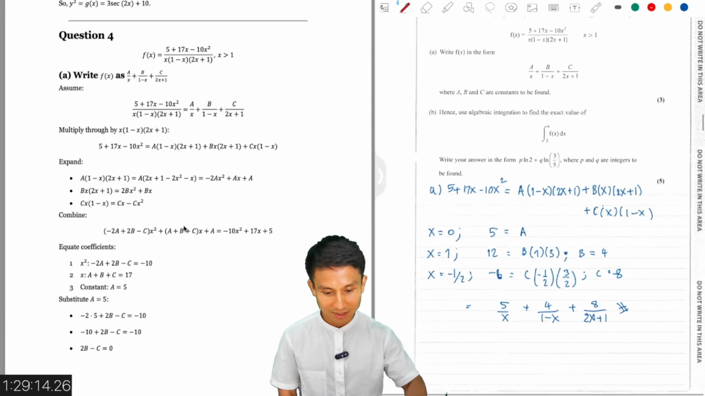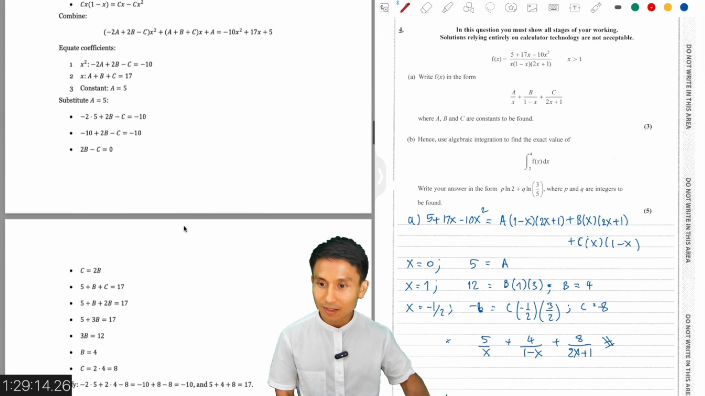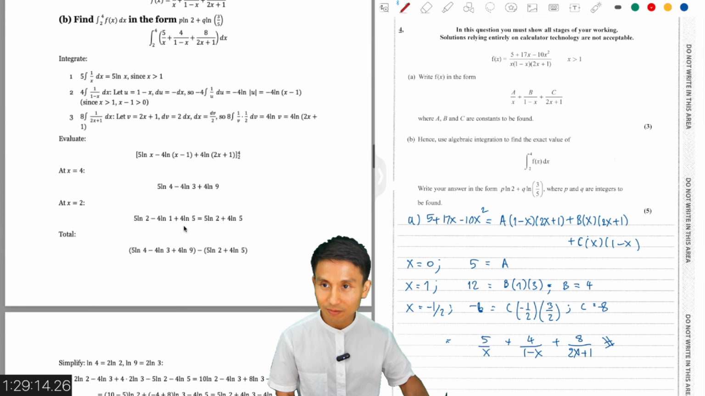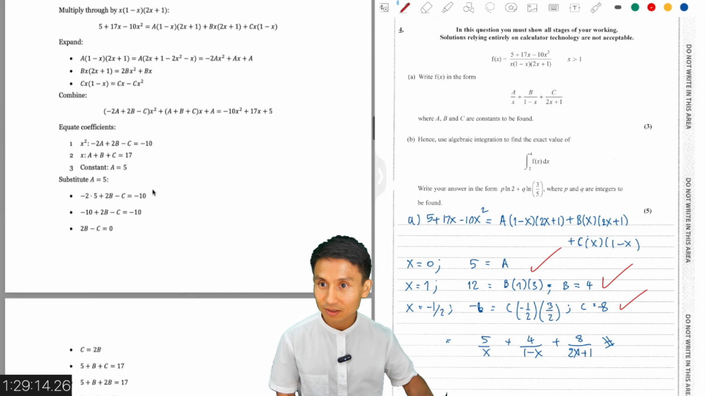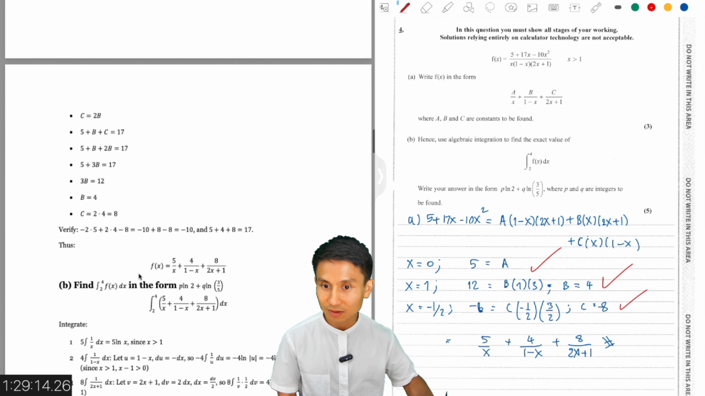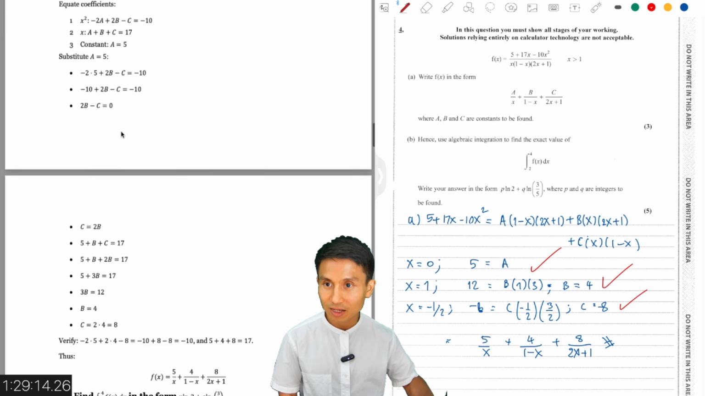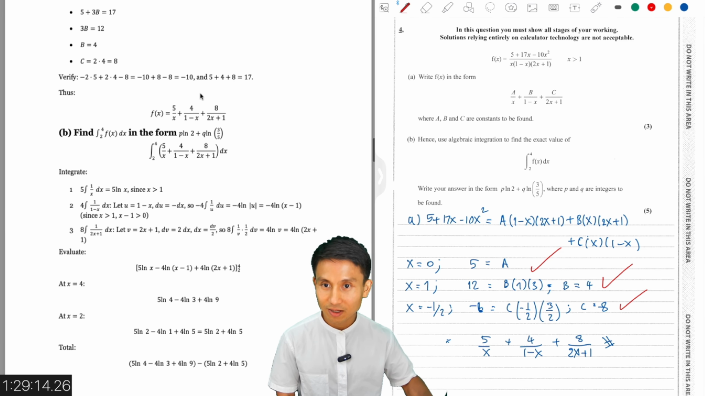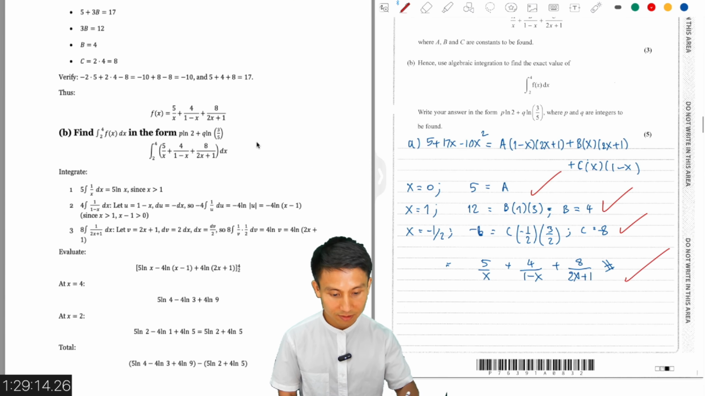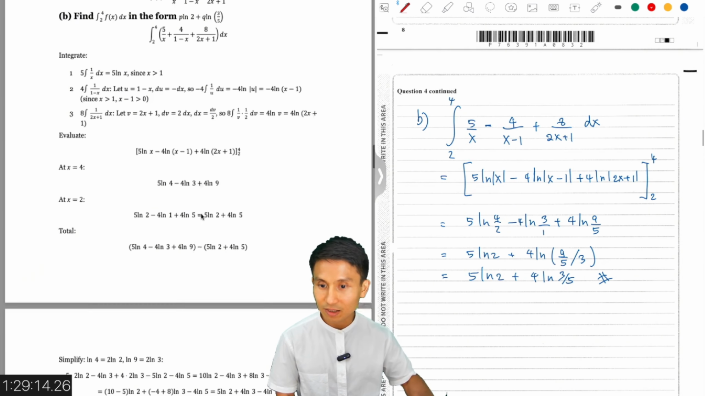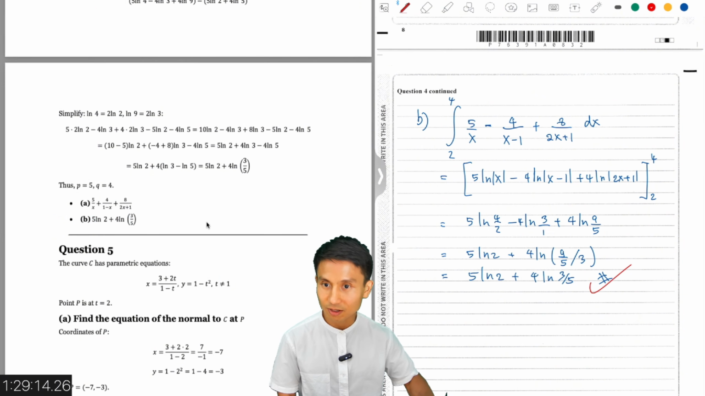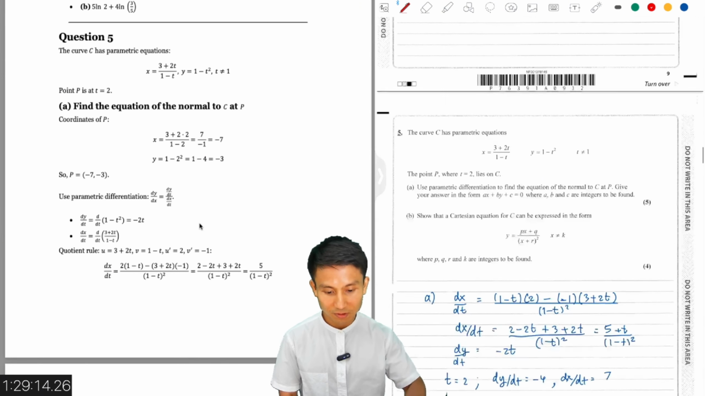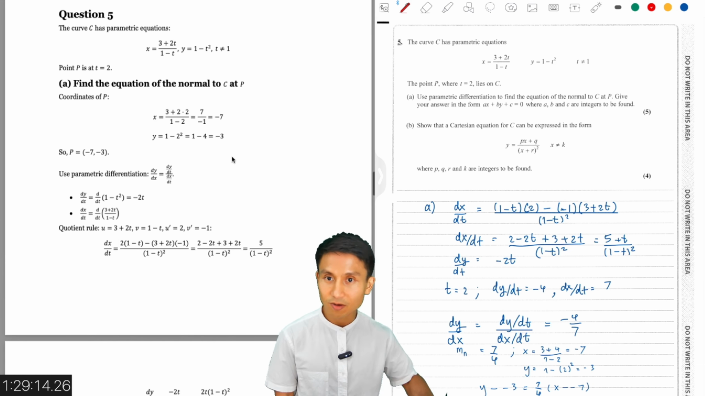All right. Okay. This one, I think everything is fine. Yeah. I mean, looking at the constant, c is 2. Sorry, c is 8. B is 4. A is 5, right? So that should all be fine. Yeah, okay. Wait, where's A? A is 5, okay, that one. And then we get that, yeah, good. And then integrating, and then I'm just going to check the final answer here. 5 ln 2, 4 ln 3 over 5, yeah, I think so. So that's fine. Number 5, all right.